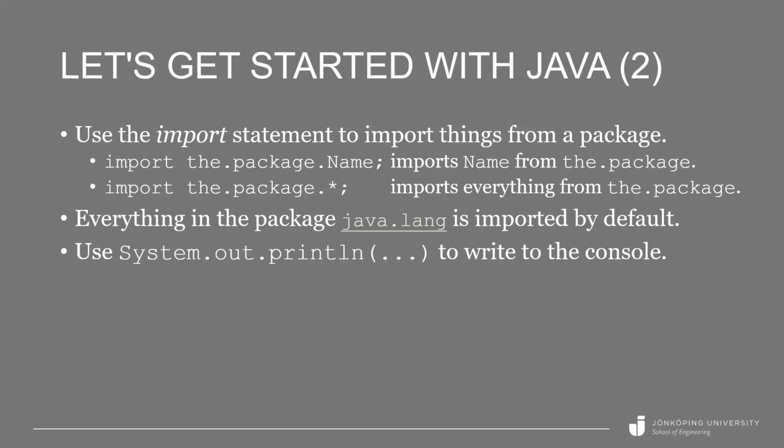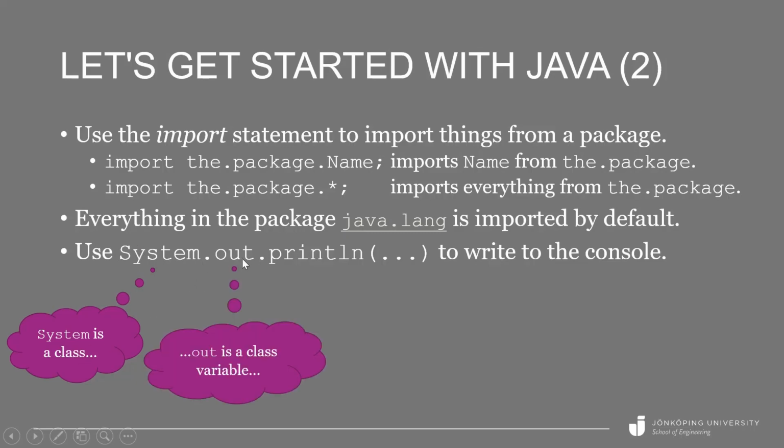If we want to print something to the console, then we can use the System class from this package. System here is a class, and it has a class variable called out, and here we call the method println on that class variable. When we do that, we can pass it a value, and that value will be printed to the console.